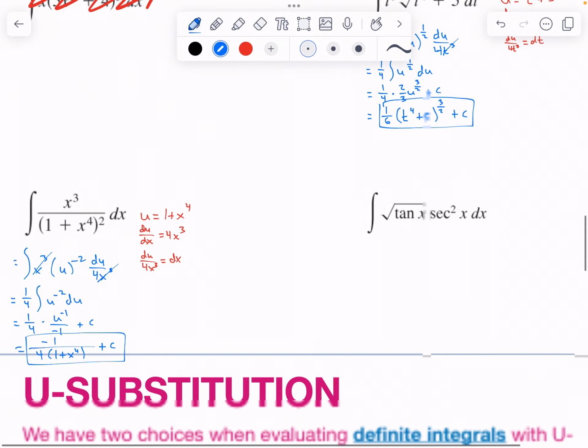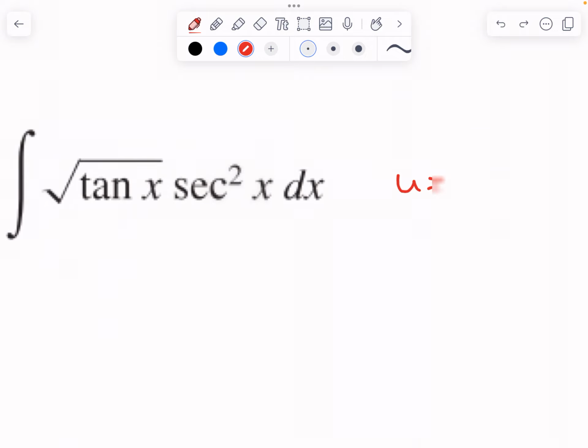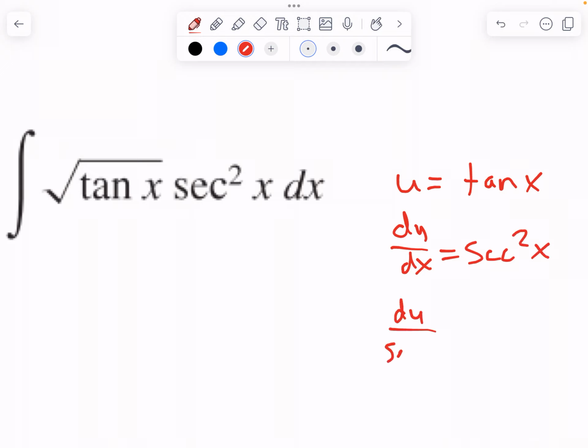Let's try an example with trig elements here. Let's set up our U-substitution. Usually helpful to try letting u equal something that's inside of a root, inside of a power, inside of a trig function. In this case, let's try letting u equal tangent of x. Then the derivative of u with respect to x. Well, the derivative of tangent is secant squared. Here again, let's solve for dx so we can make that direct substitution.